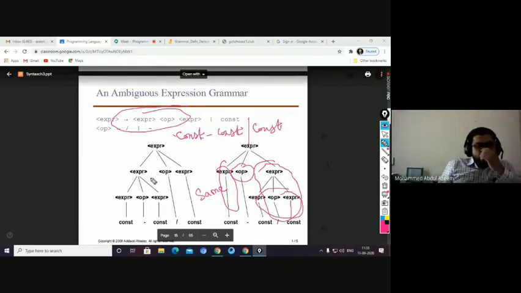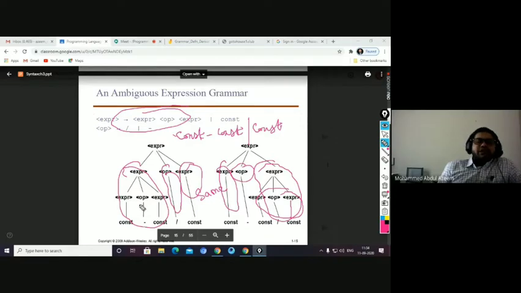Whereas in this other tree, first the minus operation will take place, because the operation divide needs two operands. The right operand is a constant anyway, and the left operand is this entire thing, which we get by evaluating it.